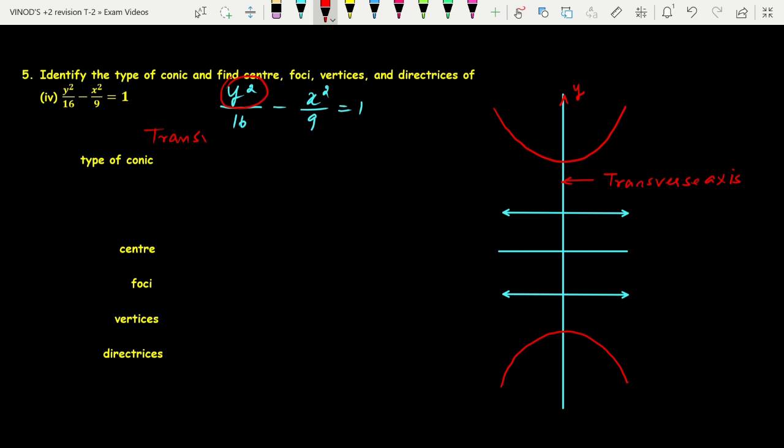Transverse axis is along y-axis. Therefore, type of conic is conjugate hyperbola.